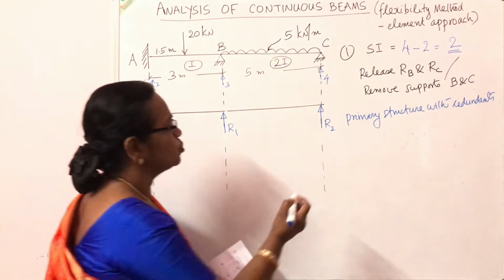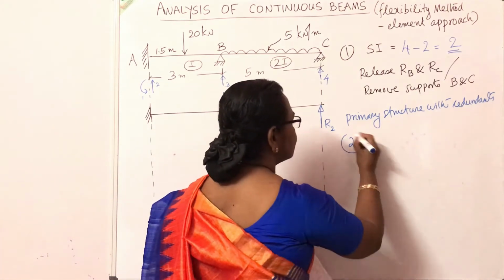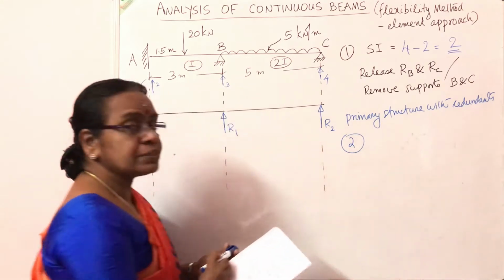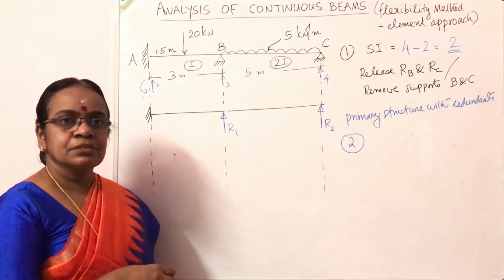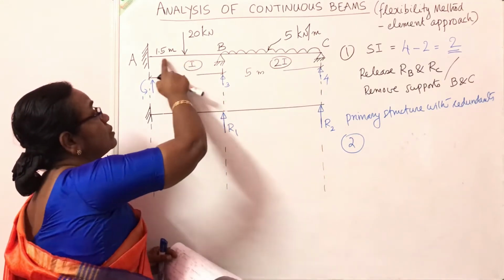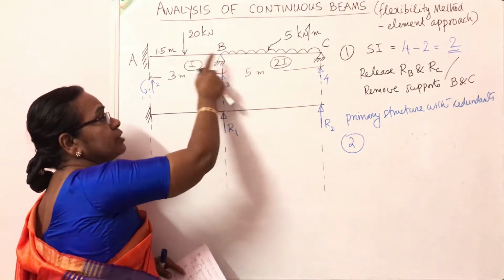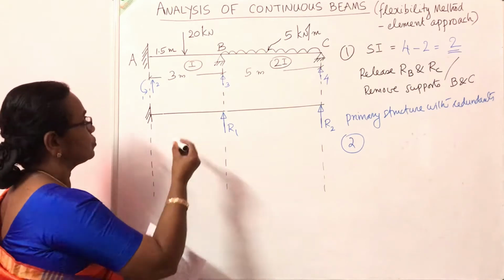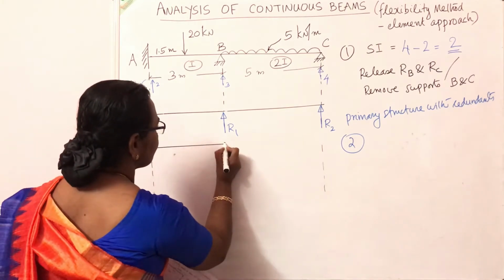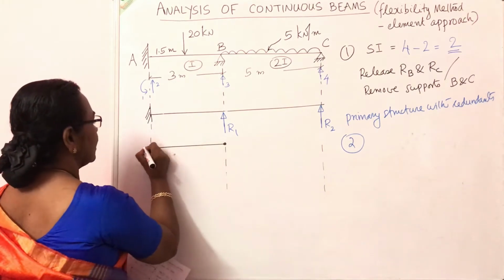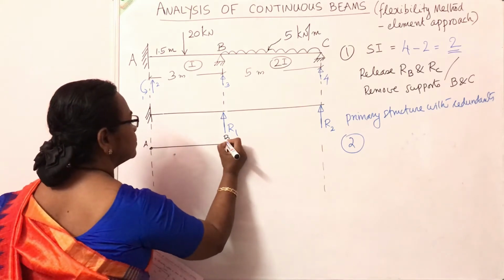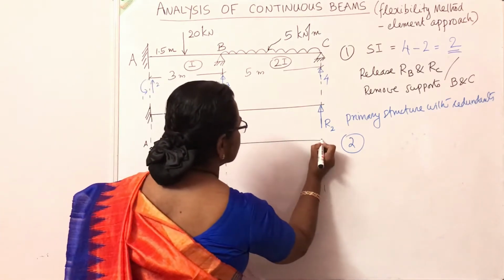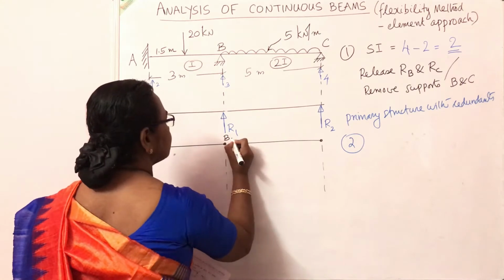So step 2. Matrix methods require that the external loads, here the load is acting on the span, so I have to treat this as a 2 element structure. It is an element method. So I am going to split this structure into 2 elements. The first element AB and the second element BC.